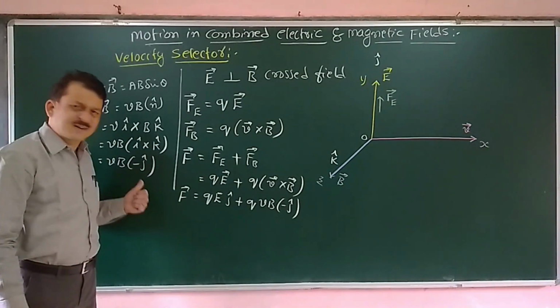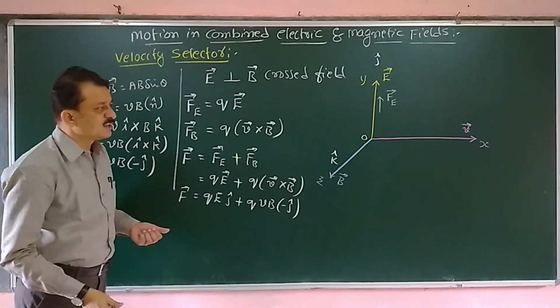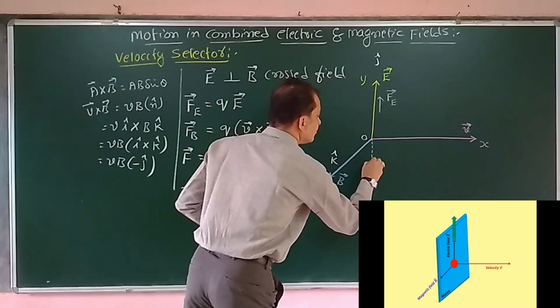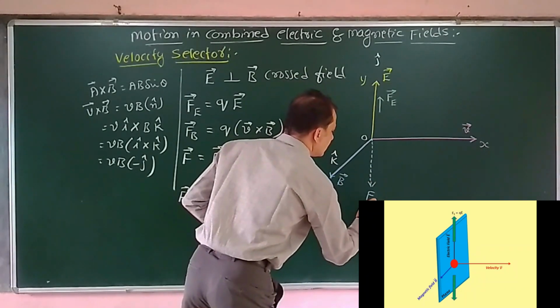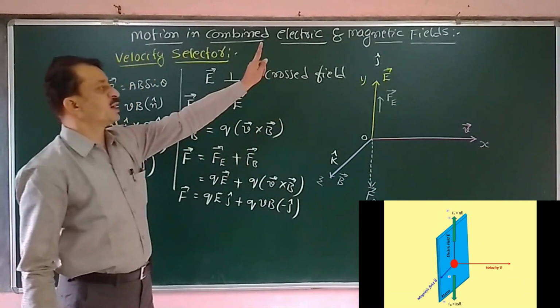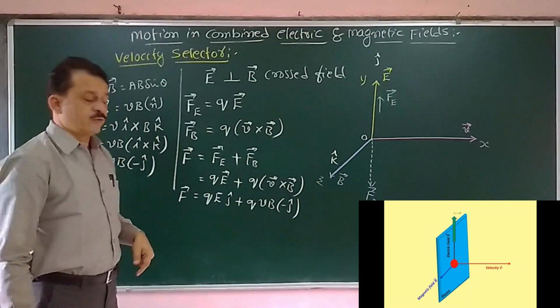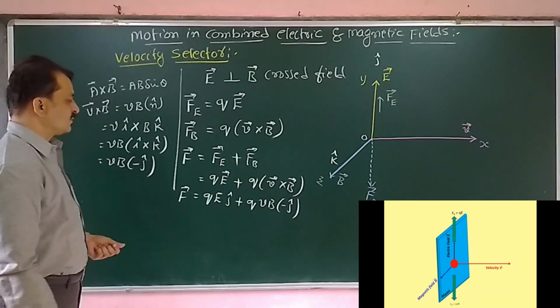The meaning of this one is very simple. The charged particle experiences a magnetic force in the negative of y-axis. Now here we are having the magnetic force. In the upward direction we have the electrostatic force. In the downward direction along the y-axis we are having a magnetic force. It is acting like this.